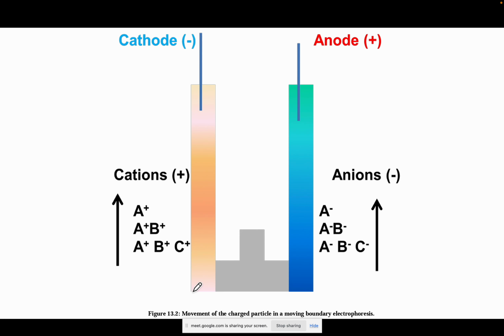So what is happening? There is a cathode, which is negatively charged, and an anode, which is positively charged. There are cations, A plus, A plus, B plus, A plus, B plus, C plus, and there are anions. They will move according to their charges, and you will be able to see in the refractometer whenever your desired molecule is passing by.